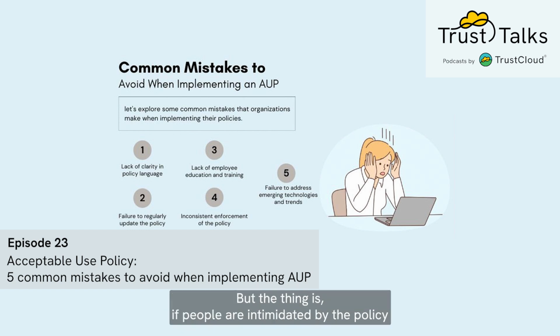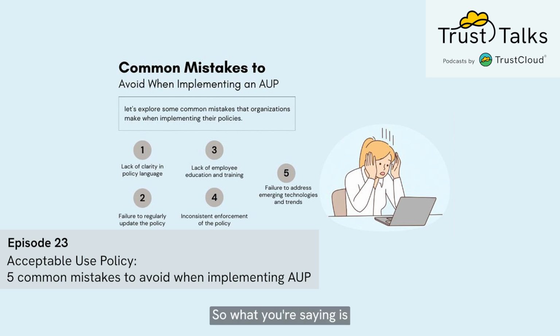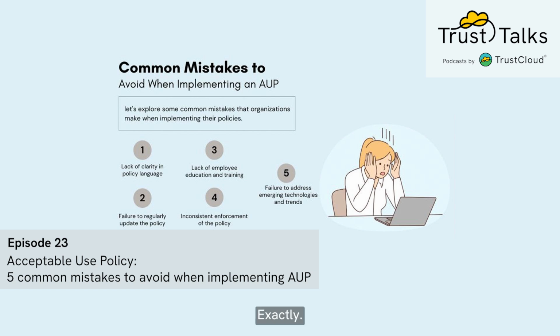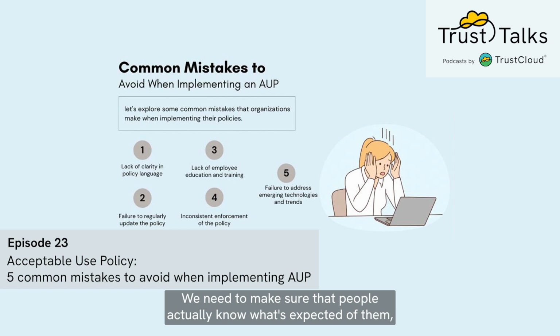But the thing is, if people are intimidated by the policy or if they don't understand it, they're less likely to actually follow it, right? Right. So what you're saying is we need to make these policies more accessible, easier to understand. Exactly. We need to make sure that people actually know what's expected of them and that they have the resources they need to stay safe and secure online.